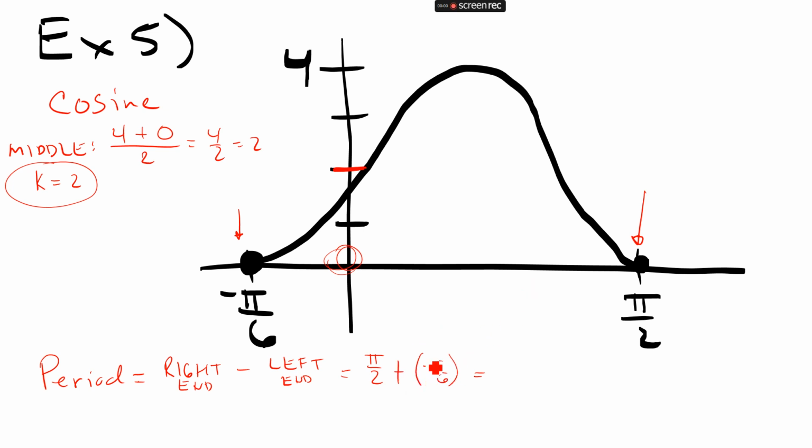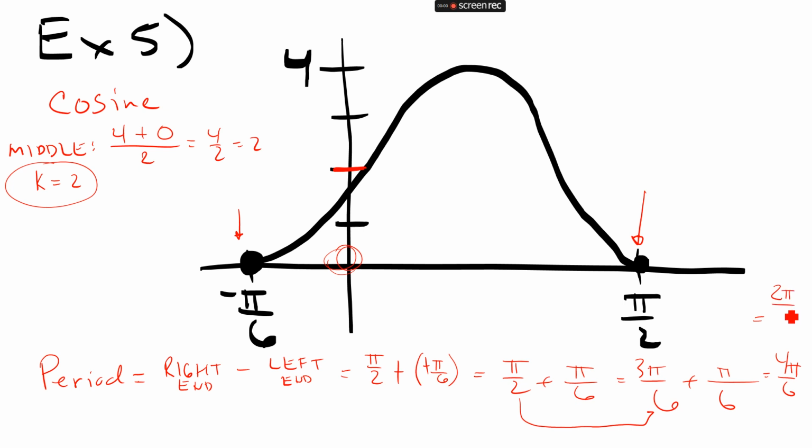All right, if that's the case, oh, that's cool. So that becomes plus. So I got myself a pi over 2 plus pi over 6. And I need common denominators. Common denominator is going to be a 6. So 2 times 3 gives you 6. So 3 pi plus pi makes 4 pi over 6 or 2 pi over 3. Now that's my period. I need that to tell me my B value.